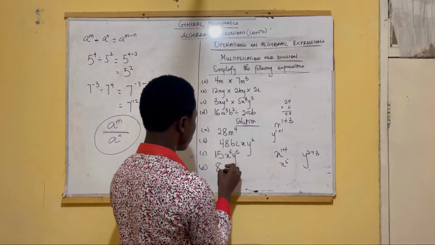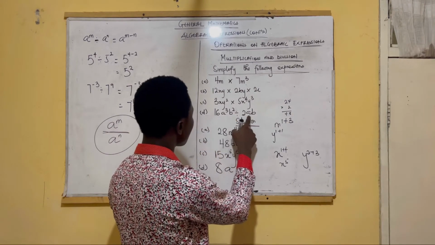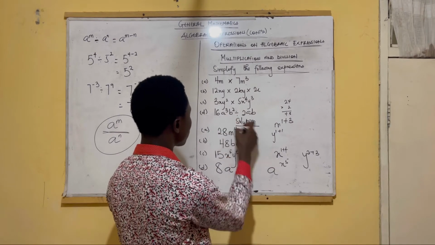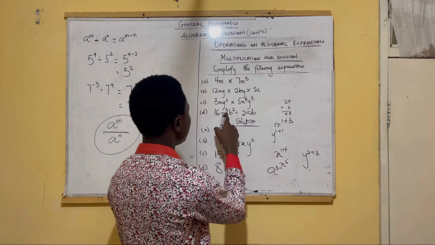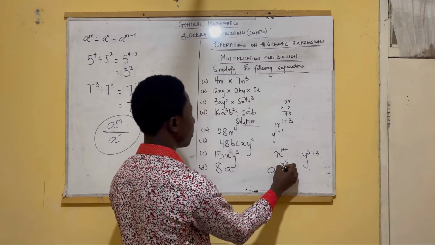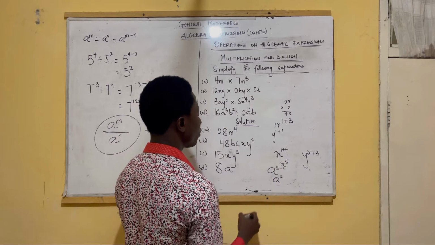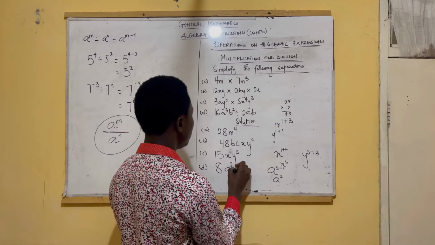Okay, so the variables, you have A. Now, they are dividing. A has a match here, so you pick one, and then because they are dividing, you subtract the powers. So you're going to have 3 minus 1. And you're going to have A exponent 2. Do you get it? So 2 here.